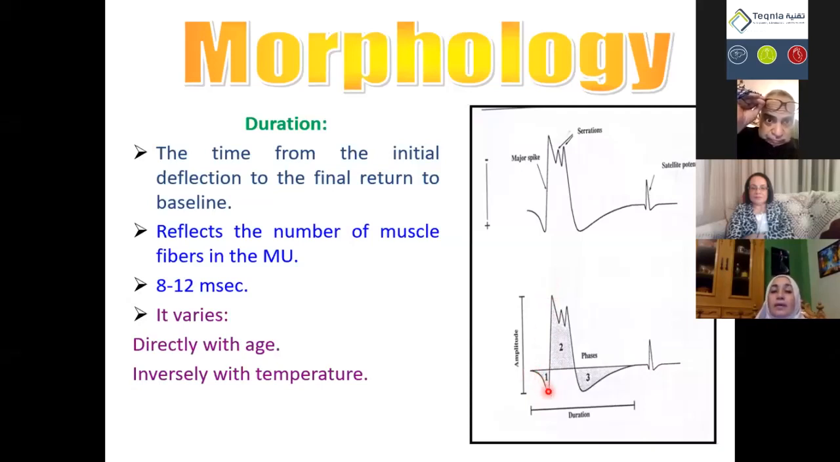The number of phases is the number of crossings of the baseline. This is crossing the baseline, this is phase 1. This is crossing the baseline, this is phase 2. And this is crossing the baseline, this is phase 3. What about this? This is called serrations, and it is not counted as a phase. What about this? This is called satellite potentials, which means repolarization of the action potential. Depolarization produces the motor unit and repolarization produces satellite potentials. So for each motor unit, I have to measure duration in milliseconds, amplitude in millivolts, and number of phases.